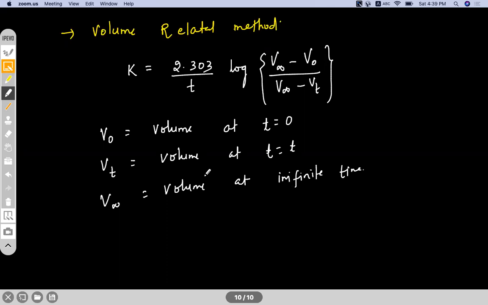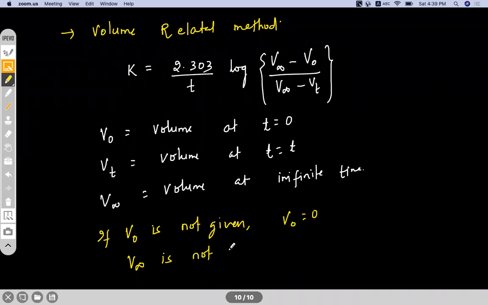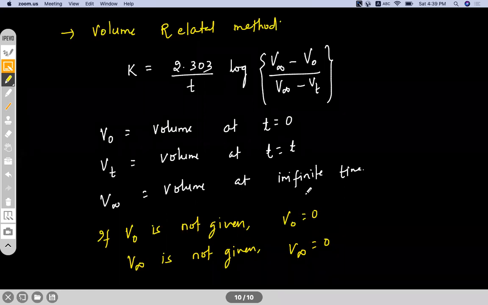So here you have to just keep in mind, if you remember this formula, suppose V naught is not given. Okay, then what will you do? Suppose the initial volume V naught is not given, then you simply substitute V naught equals 0 in this expression, and you will get the expression of K. Suppose V infinity is not given, you substitute V infinity equals 0. With the expression you get, you can find the answer, correct?